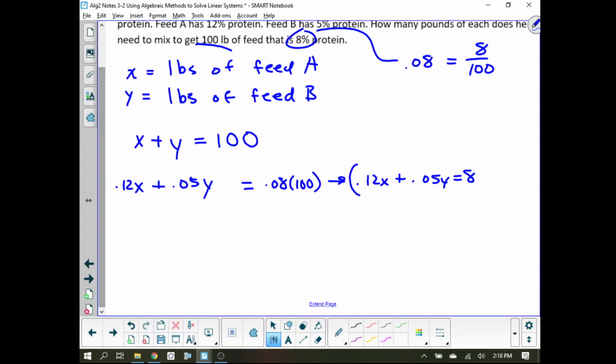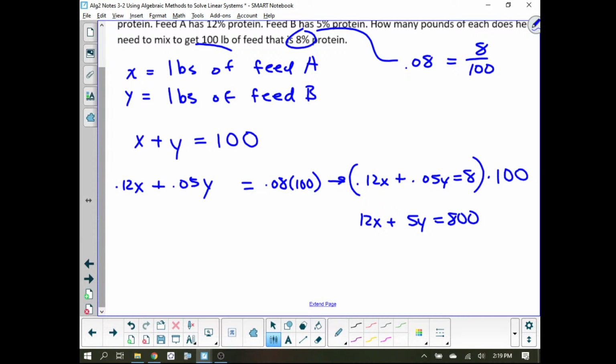Exactly. Multiply the entire equation by 100, the whole thing, right? Not just those numbers, but the left-hand side and the right-hand side. So this equation is really the same as 12x plus 5y equals 800. You don't have to do all those steps, but this sure makes the equation a lot easier to deal with. It's equivalent to the original, it's just easier to deal with.